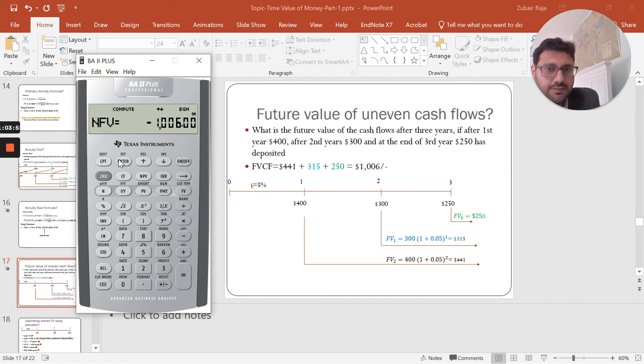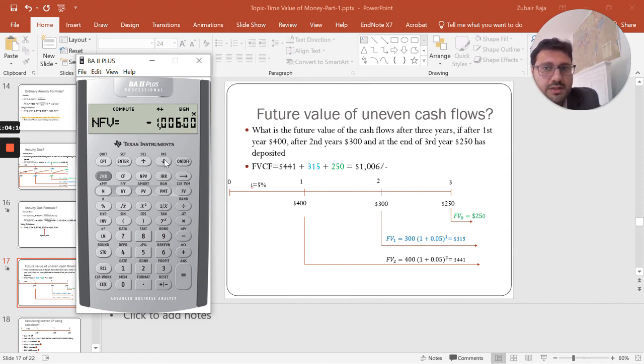I think it is giving me minus because I already entered in minus, right? So for these uneven cash flows, it is not considering whether the amount has gone with me or something. Over here we need to consider that, but in the cash flows it is not considering that. So just ignore this minus, you will get $1,006 as the net future value, right?